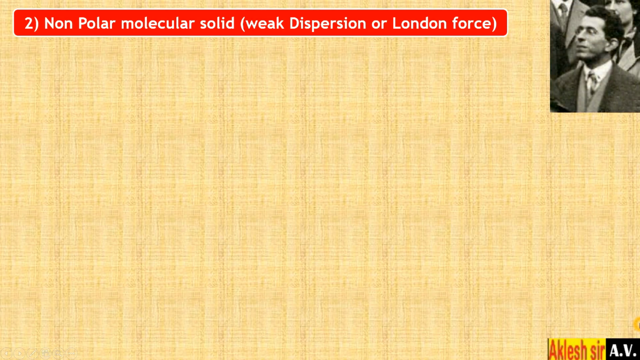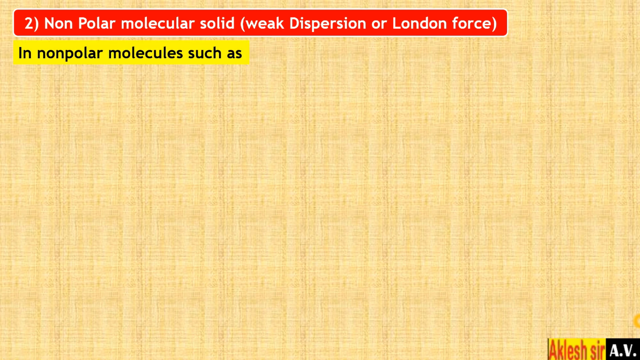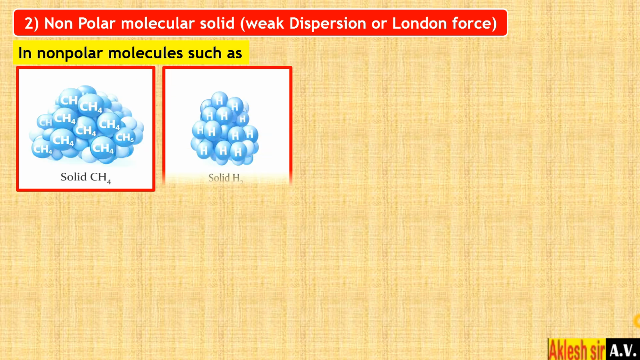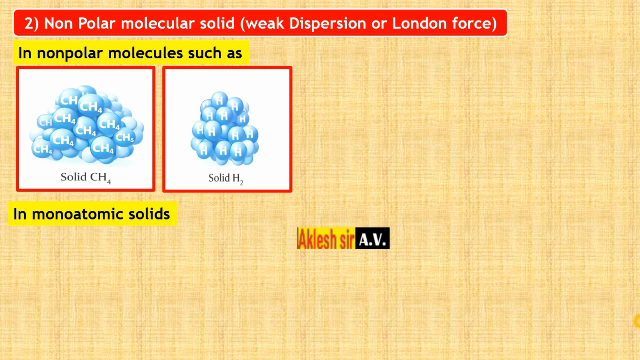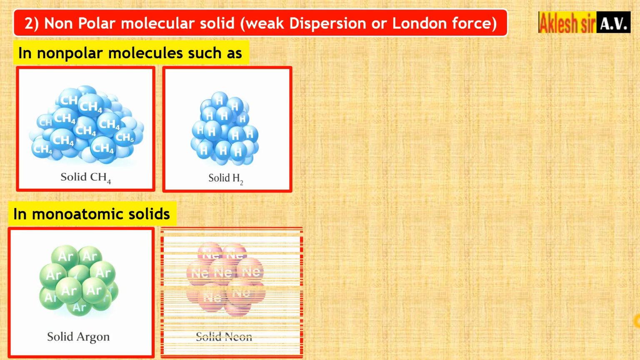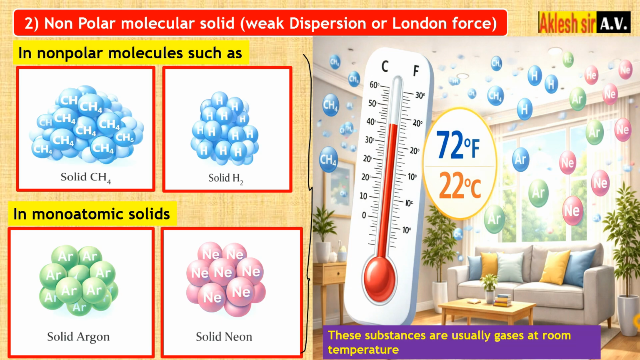Two. Non-polar molecular solids, held by weak dispersion or London forces. These occur in non-polar molecules such as solid CH4 and H2, and in monoatomic solids like argon and neon. These substances are usually gases at room temperature.